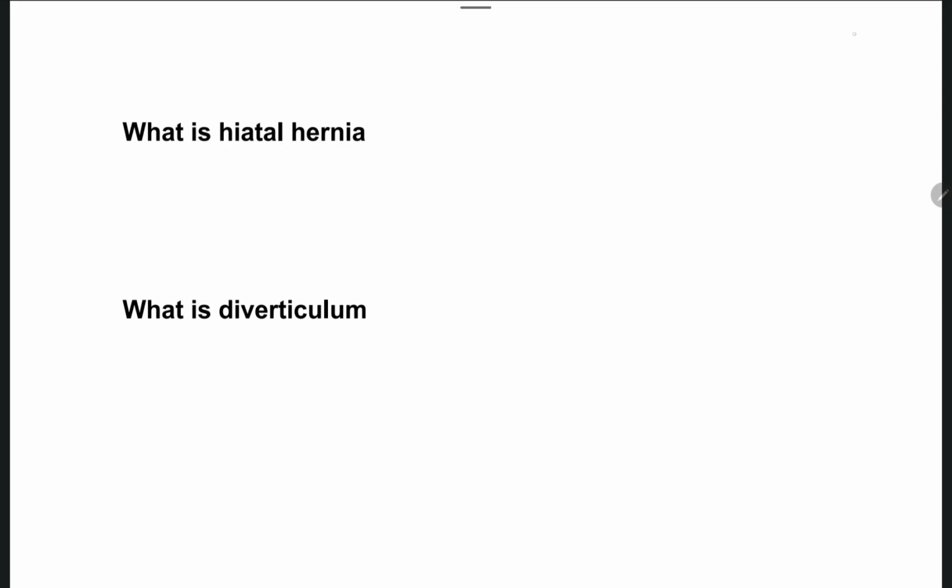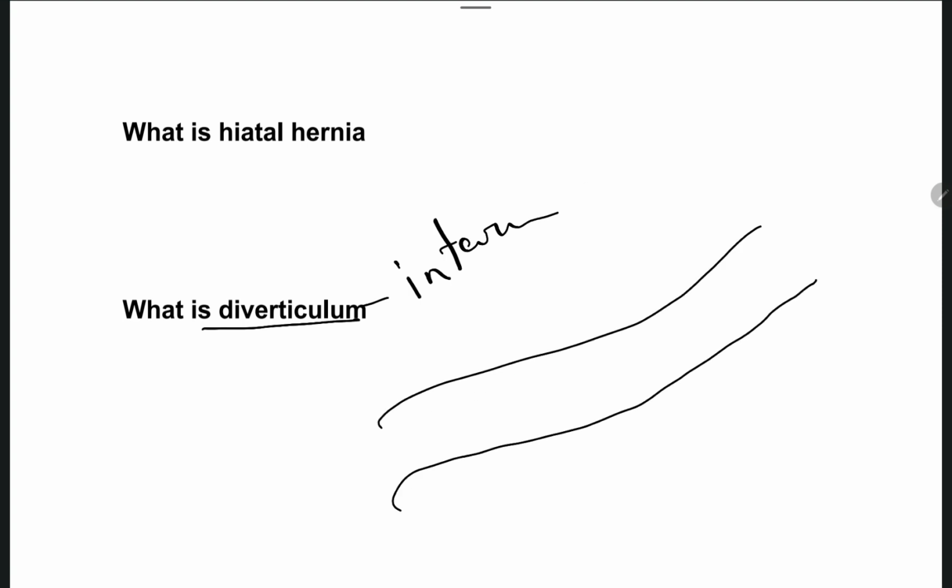And the next one is, what is diverticulum? Diverticulum is, for example, it may be the intestinal diverticulum. For example, it may be the intestine. So what will happen in the condition? The diverticulum is like a bump. A bump will come over the surface of the intestine, wherever. So this kind of bumps we can see over the intestine. So this is called diverticulum.